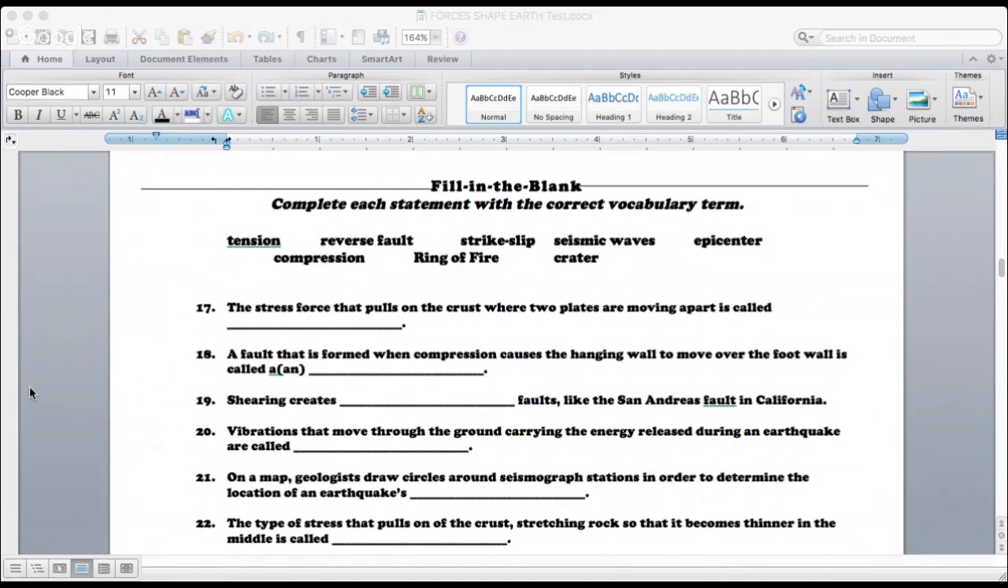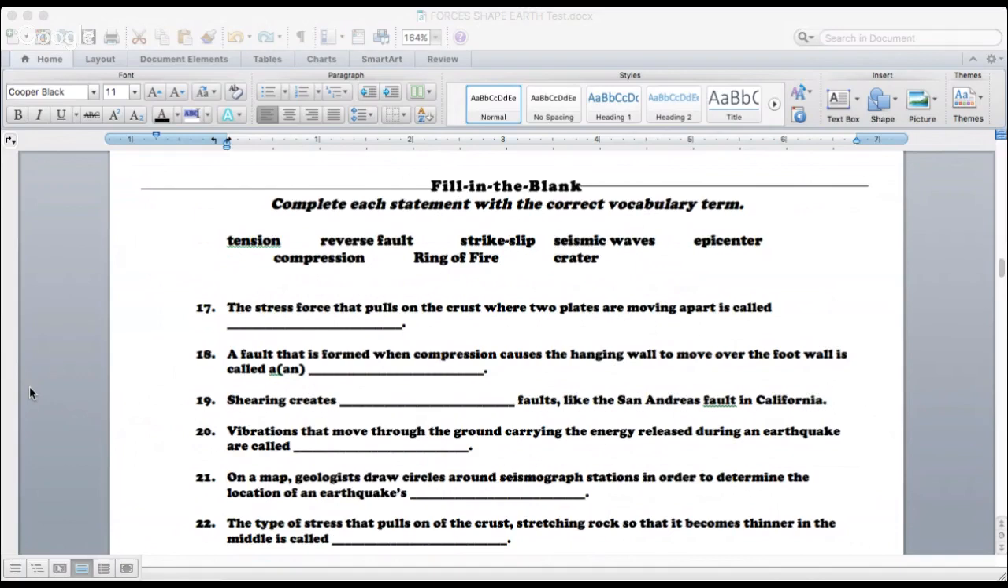17. The stress force that pulls on the crust where two plates are moving apart is called blank. 18. A fault that is formed when compression causes the hanging wall to move over the footwall is called a blank. 19. Shearing creates blank faults like the San Andreas Fault in California.